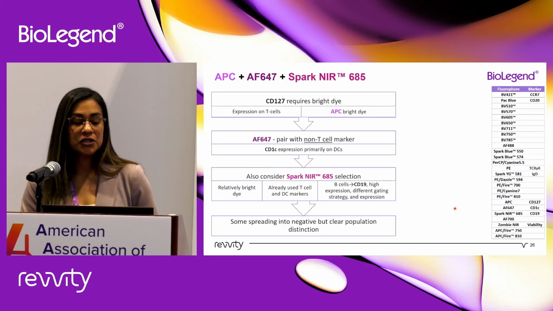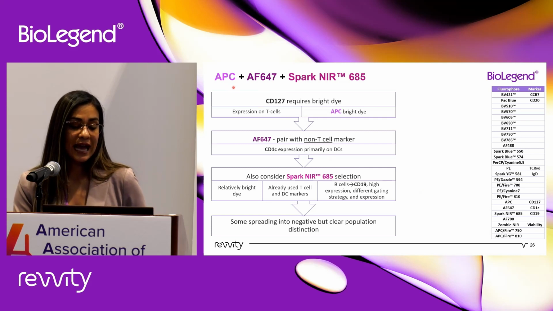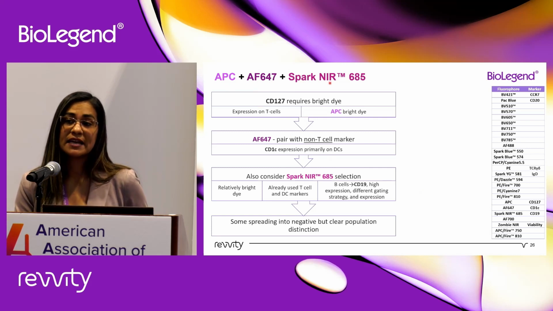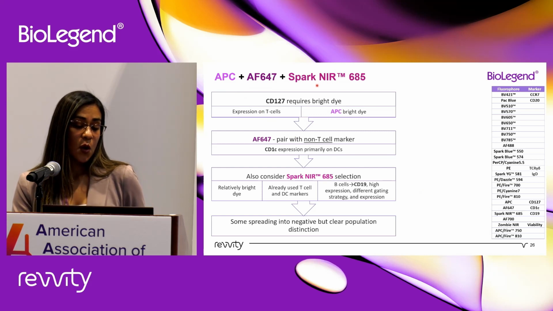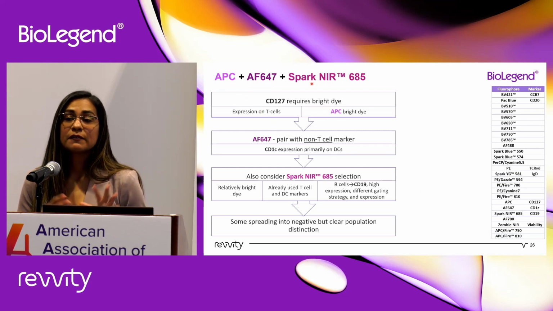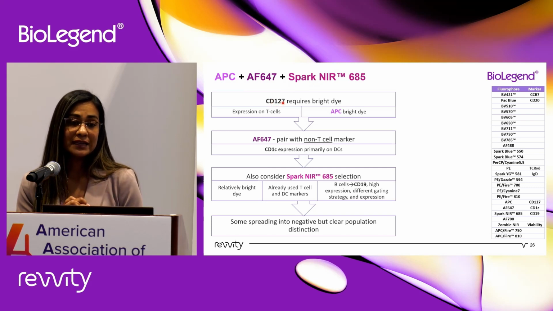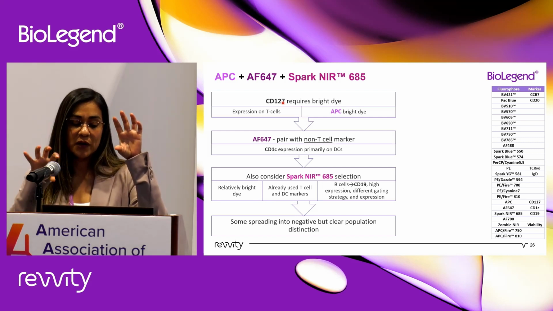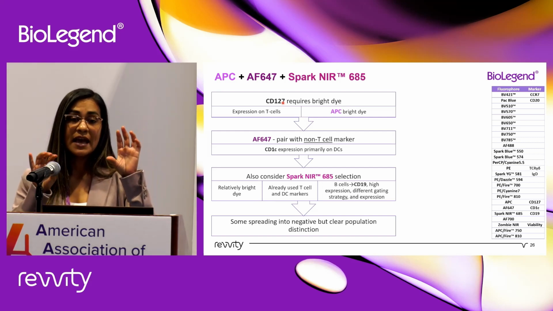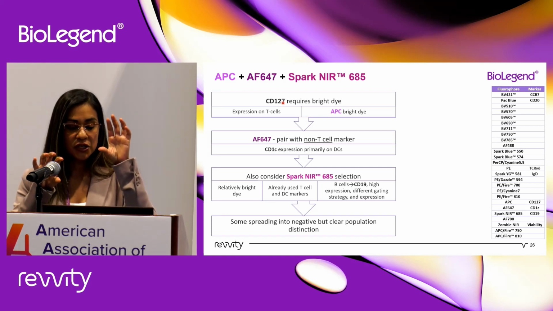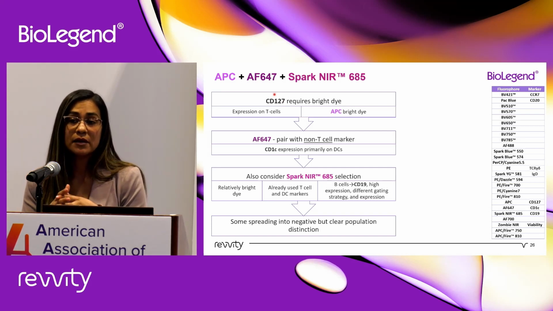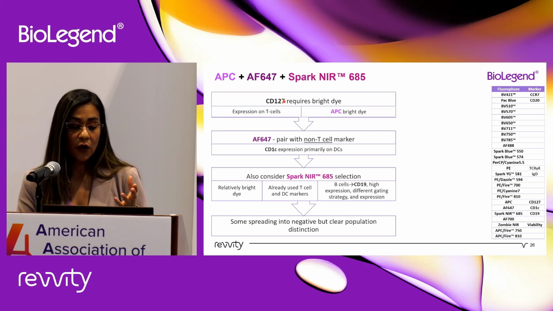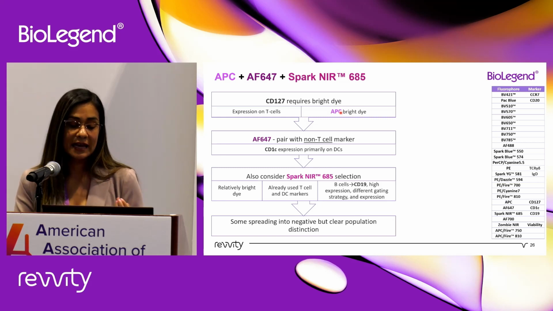And our last combination for the red laser is APC, Alexa Fluor 647, and Spark NIR 685. So in this panel, we want to identify Tregs using CD127. And to identify that population, we need to have a good distinction between the highly expressed and dim expression of CD127. And in order to have that distinction, we need to assign this molecule to a very bright dye. And that's the rationale that we follow to assign this marker to APC, as APC is a very bright dye, as you know.